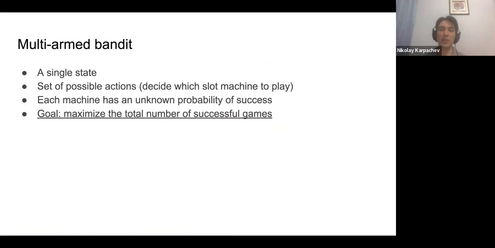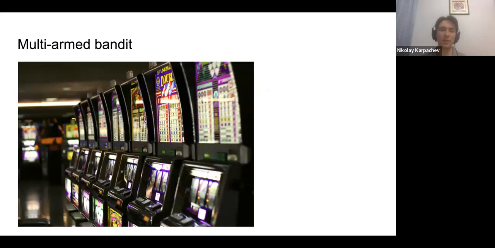So each machine has an unknown probability of success, and the model is that these probabilities are different. So some slot machines are very cheating. They don't bring any rewards hardly ever. And some slot machines are very beneficial. So as a player, you need to select some machine and hope that it is better than the others.